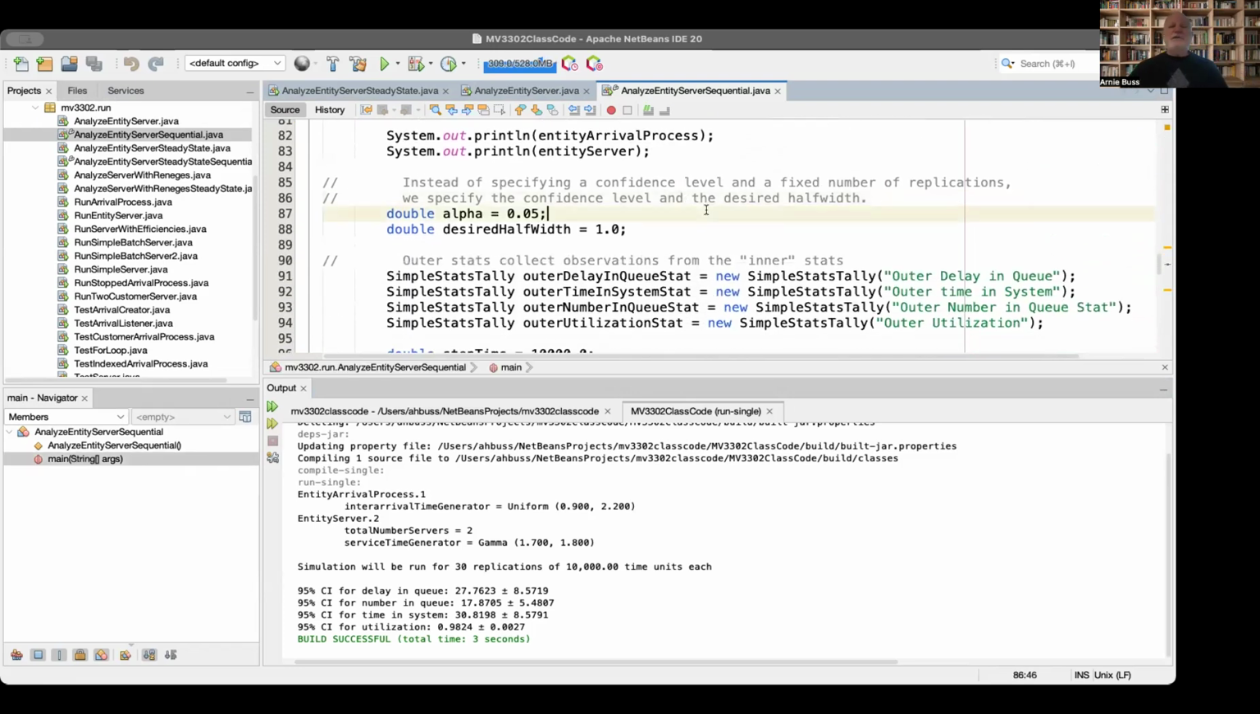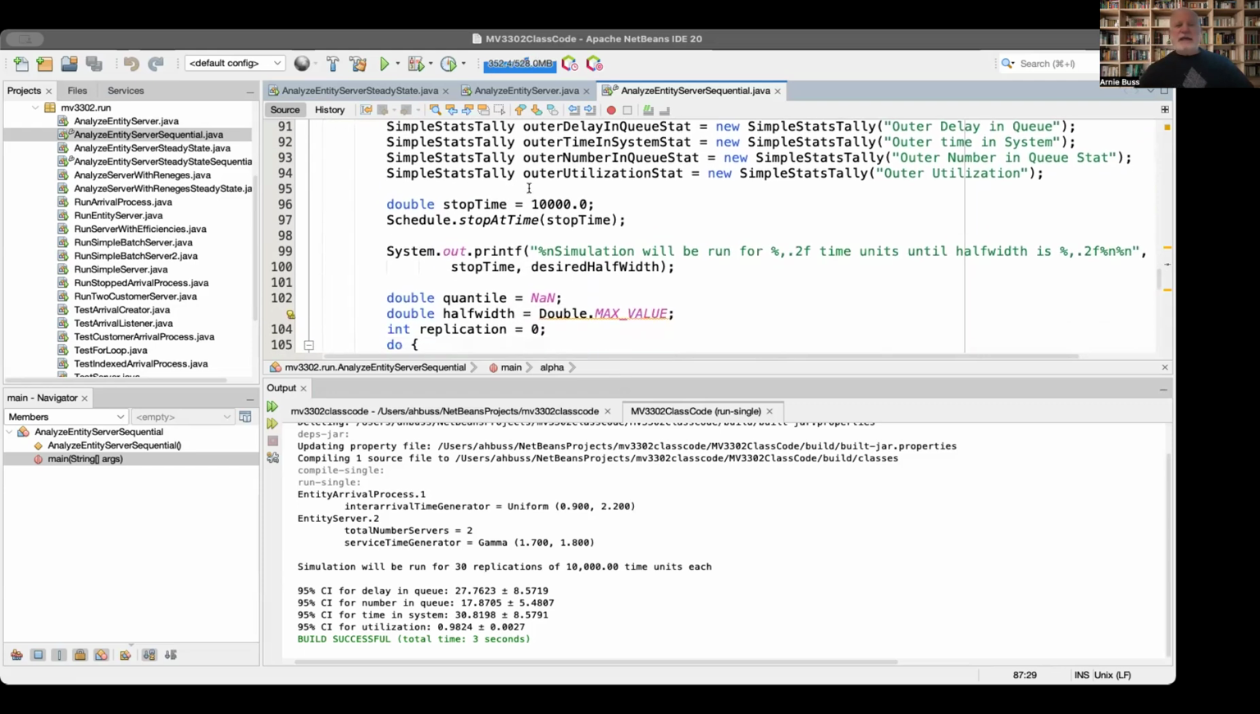Only now, instead of a fixed sample size, I'm going to say my desired half width is 1. Why 1? It could be anything, but I chose 1. Where does that come from? That comes from how tight I want my confidence interval to be. And this is how confident I want to be. Those are two slightly different things.